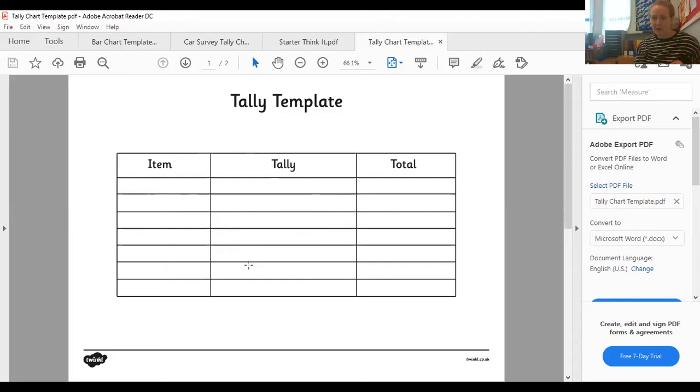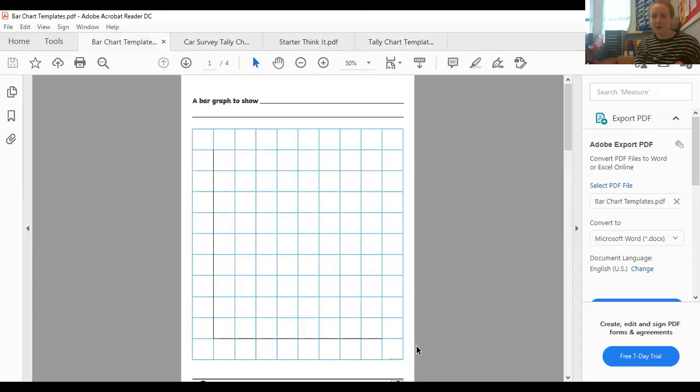Now, if you've got square paper in your maths book at home, you can draw your bar chart straight into there. If for whatever reason you don't, we've also left in there some square paper and a bar chart template for you to draw your bar charts in as well.